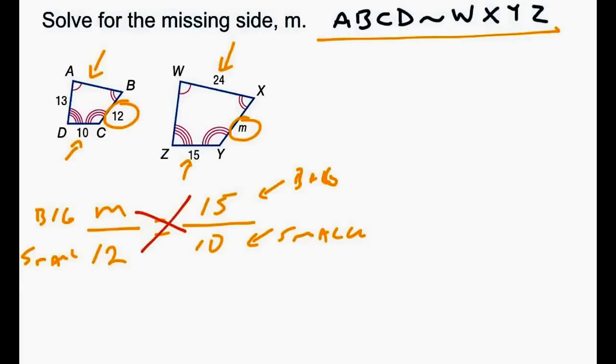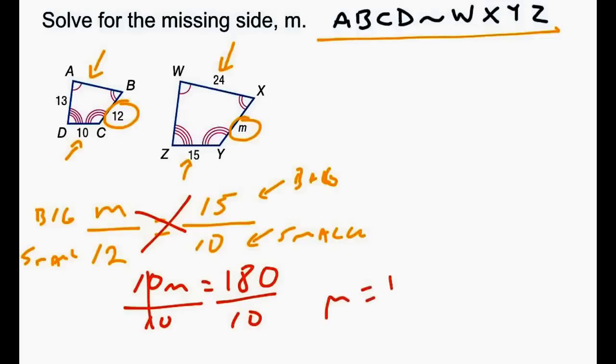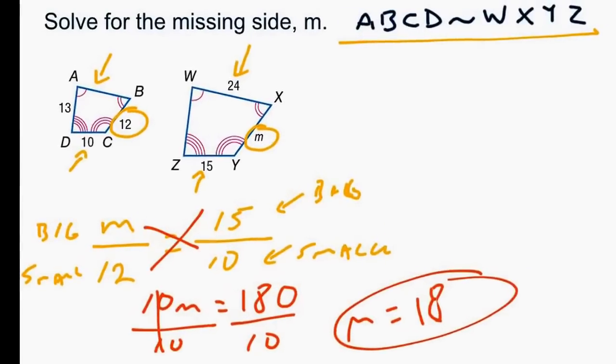I'll do cross products for this. 10m, 15 times 12 I believe is 180. Divide each side by 10, and m equals 18. Let's not forget our units of measure. Oh, no units of measure, so I don't have to worry about it. I'll just say m equals 18. But if it would have been inches or meters or something, I would have put that in there.